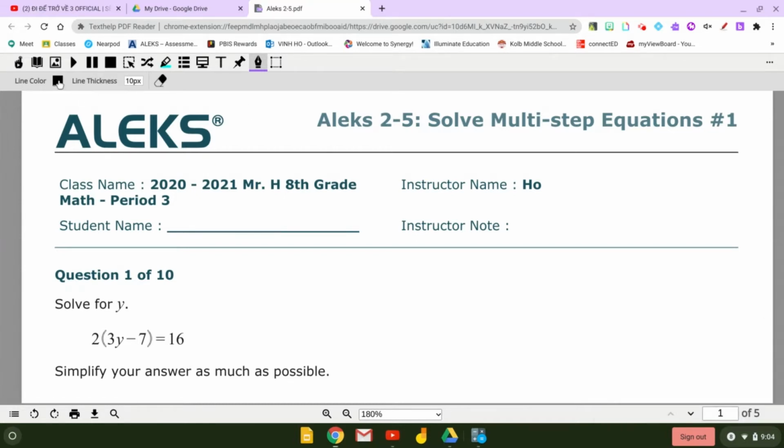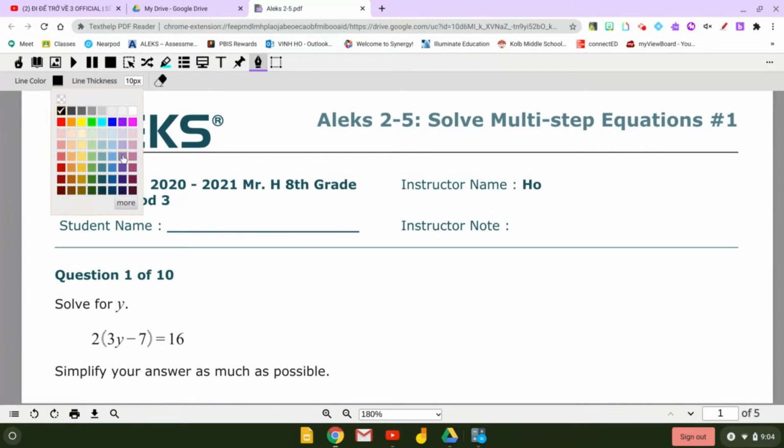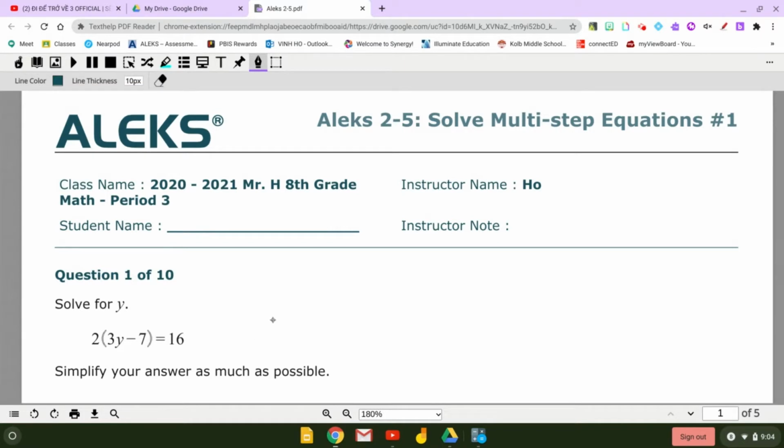Okay, so basically in this ALEKS, we're going to practice solving an equation which has multiple steps to get it done. So this is the last problem on our unit. After this, you're going to have a test pretty soon. All right, we're going to look at problem 1.